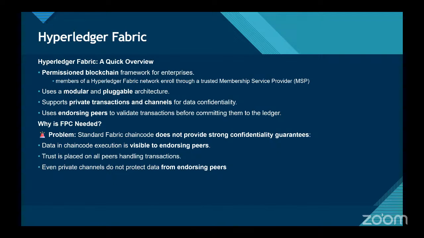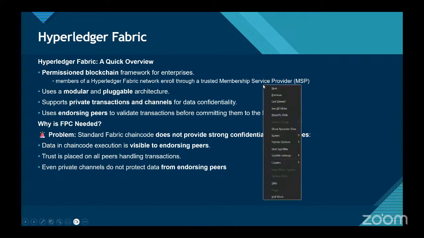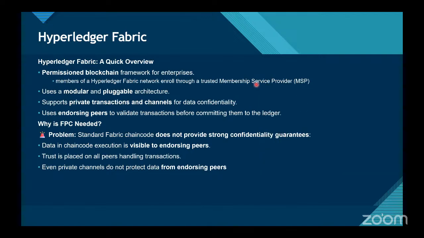So like we said, Hyperledger Fabric uses a trusted membership service provider, which is the MSP. Okay, I can get a pointer so you see what I'm talking about. The MSP is enabling Fabric to be suitable for enterprise applications. It also has a lot of other features, like a pluggable architecture, which adds more freedom for different applications, and it supports some kind of data confidentiality.